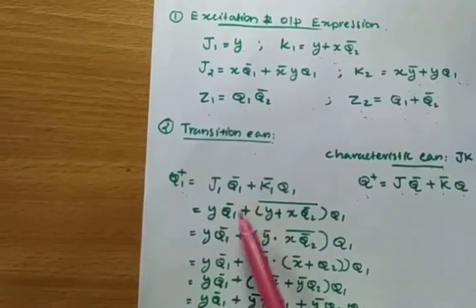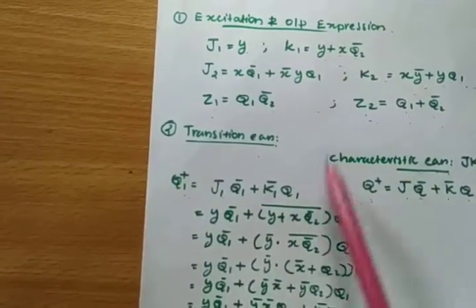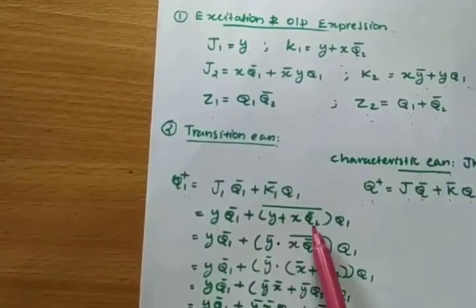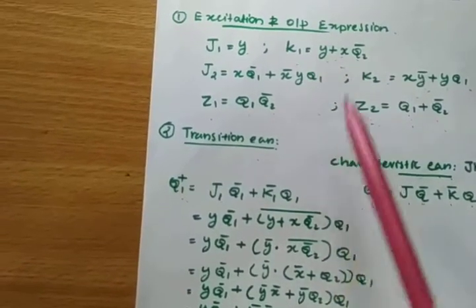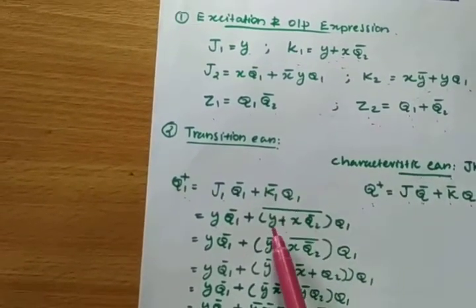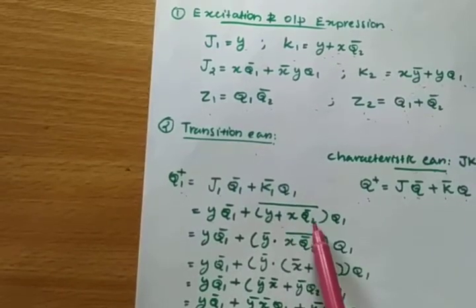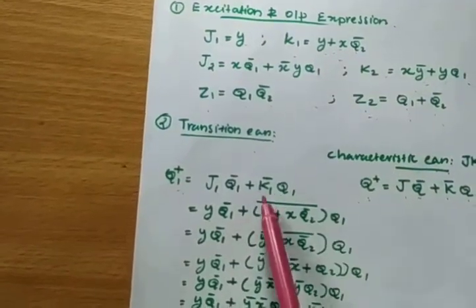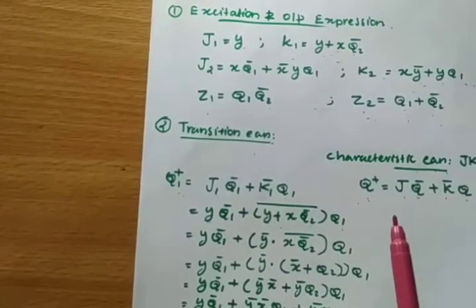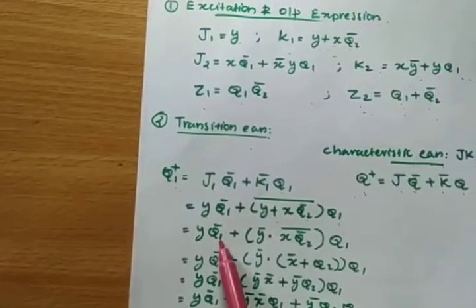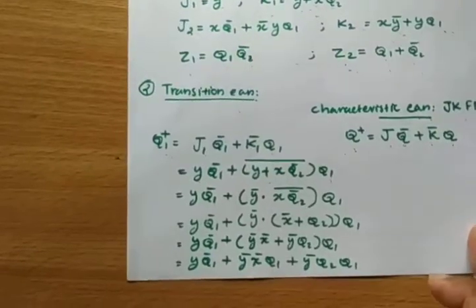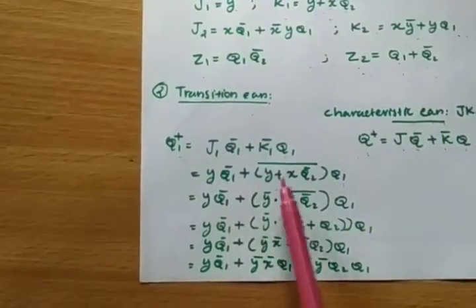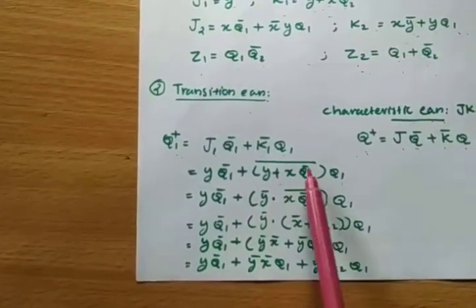So Y Q1 bar plus, you know what is K1? K1 is nothing but Y plus X Q2 bar. But here it is K1 bar, so you have to write Y plus X Q2 bar the whole bar into Q1. Why? Because K1 bar Q1. So it is Y Q1 bar plus Y plus X Q2 bar the whole bar into Q1.